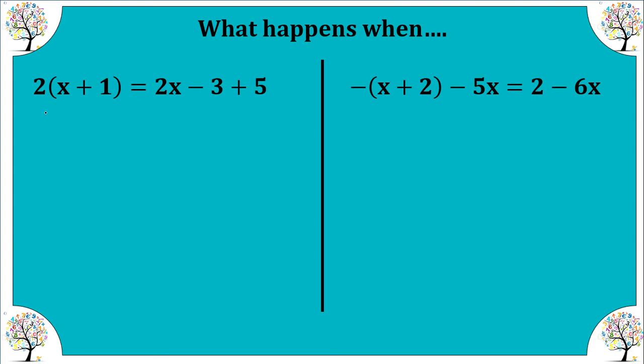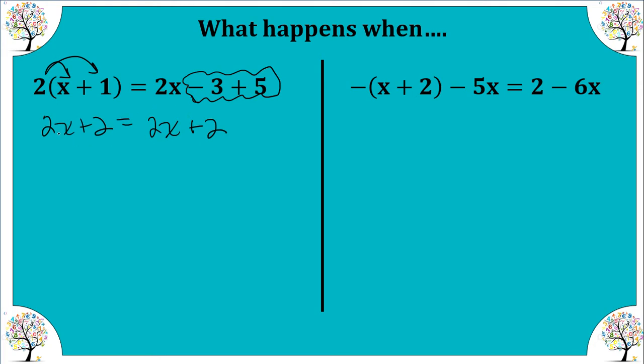In this first problem, we need to apply the distributive property. We're going to multiply 2 to get 2x plus 2. On the right side, we're going to combine like terms. Remember, the operation in front of the term belongs with that term. So this is negative 3 plus 5. Now we have variables on both sides, so always address the variables, not the constants, first.